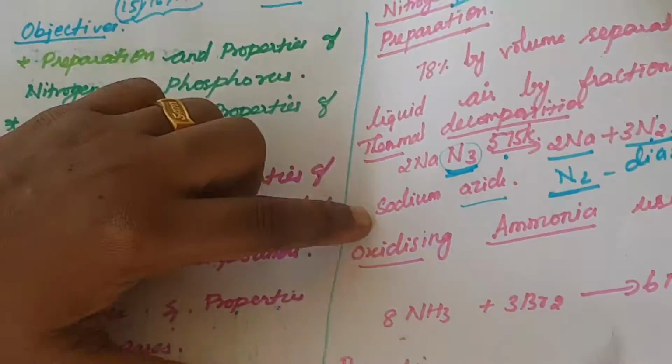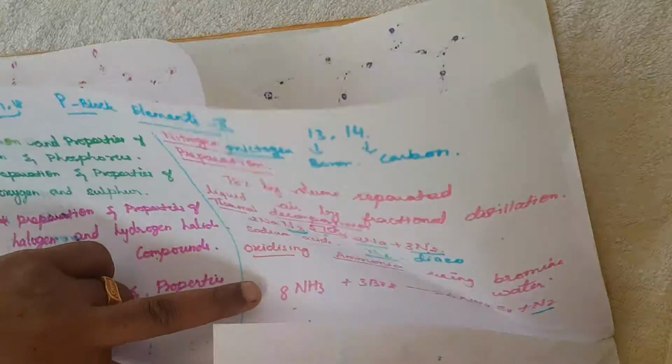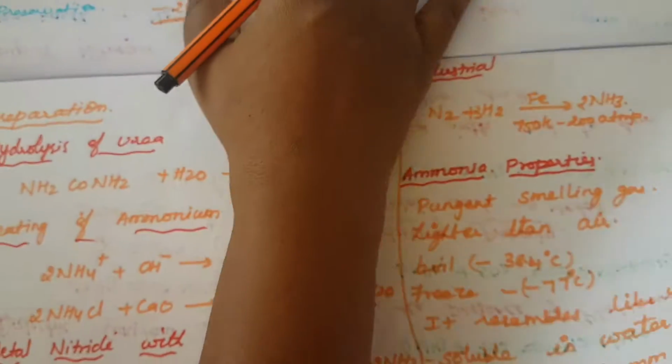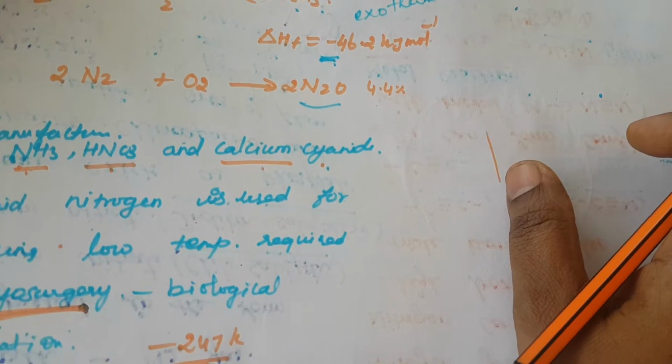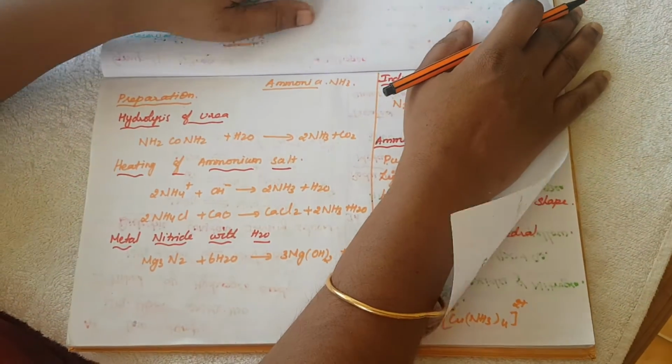So for nitrogen we have studied the objectives, then physical properties, chemical properties, the electronic configuration of nitrogen, the formation of ammonia, and then the uses of ammonia. Next is ammonia, the next compound of nitrogen.